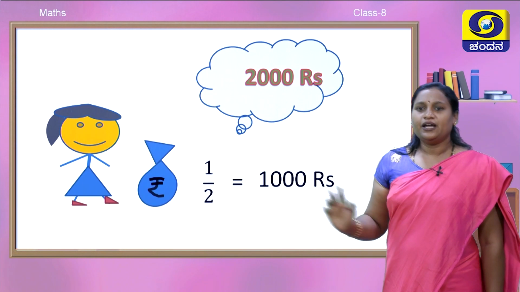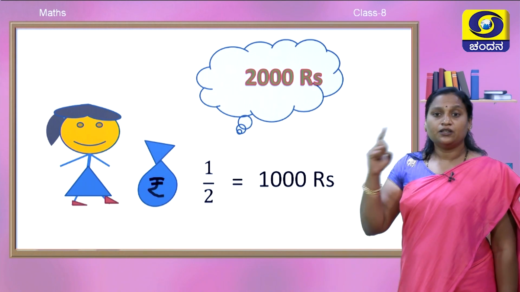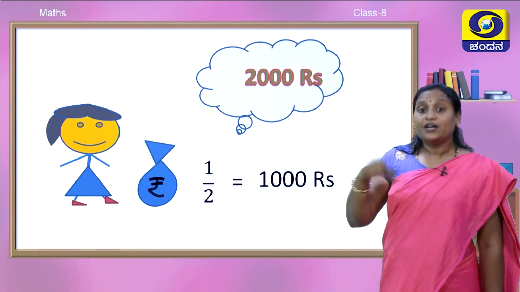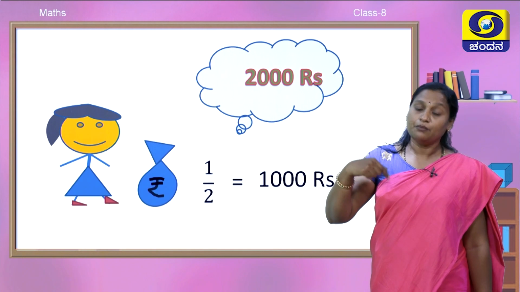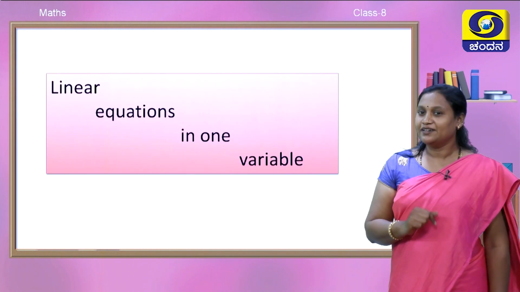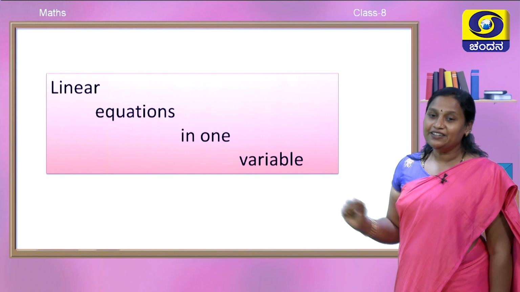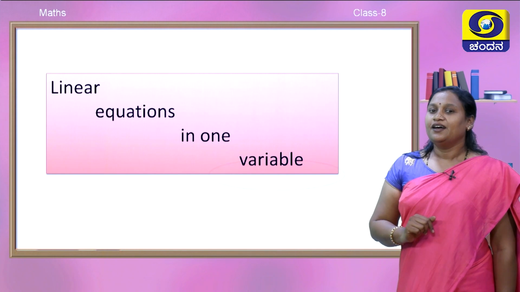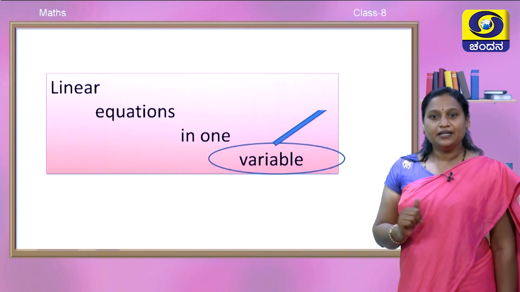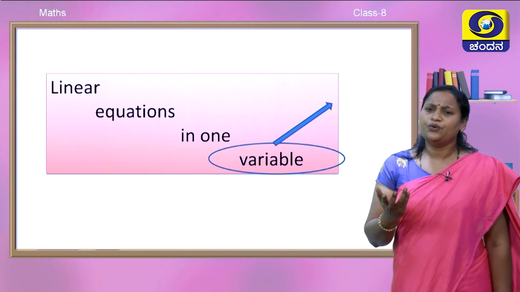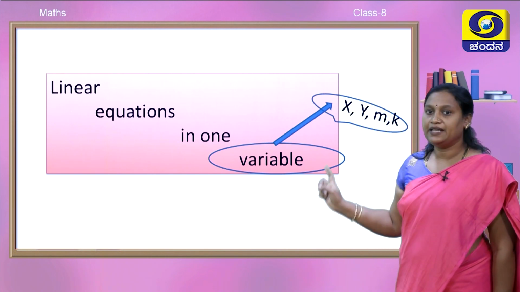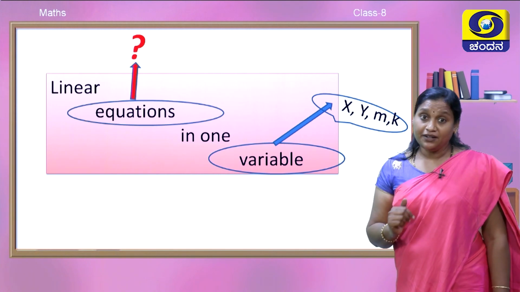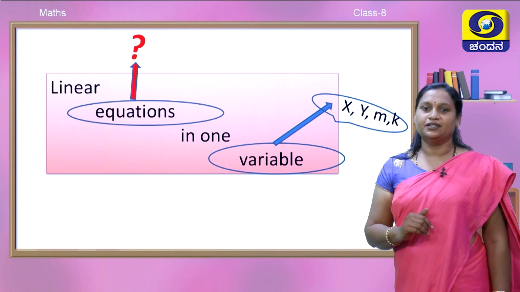Right, children? In both the cases, what we did is we thought of some equation so that we just coined out what is there in the bag and what is the number of fruits in the basket. So here we started thinking about linear equations in one variable. Isn't it interesting? Now, what is a variable? A variable is something that you do not know and you represent it by the letters A, B, X, Y, M, K and so on. Now, what are equations? This is what we are going to learn in this chapter.